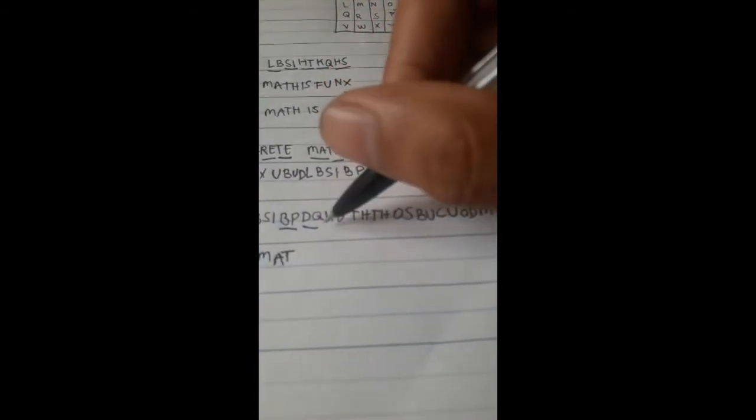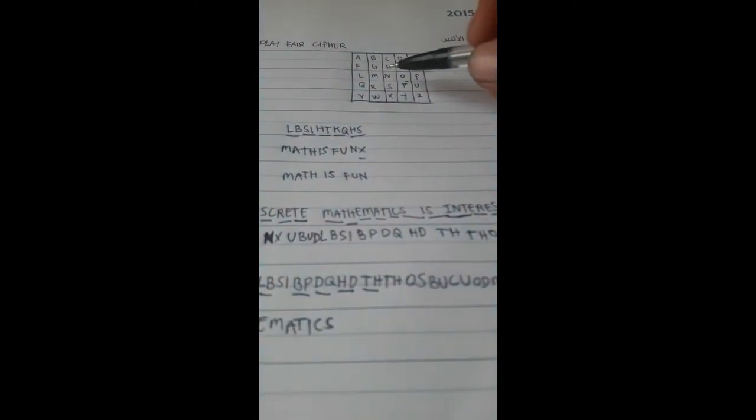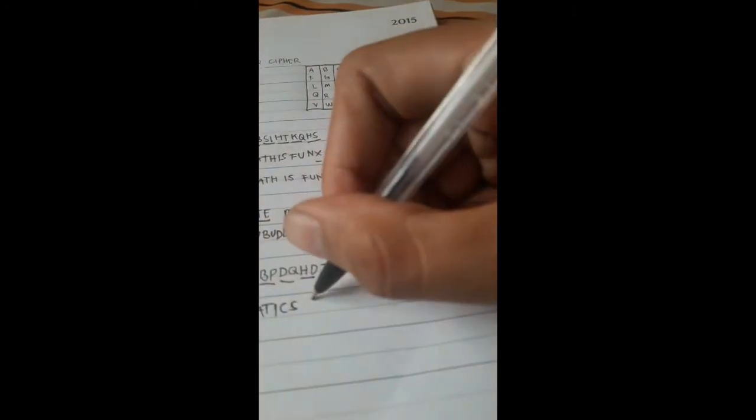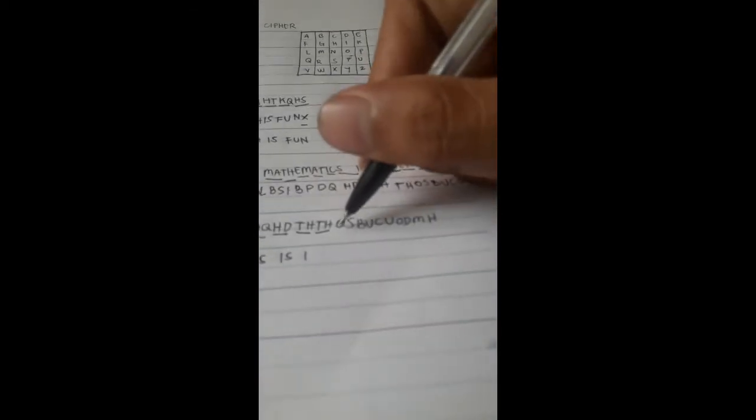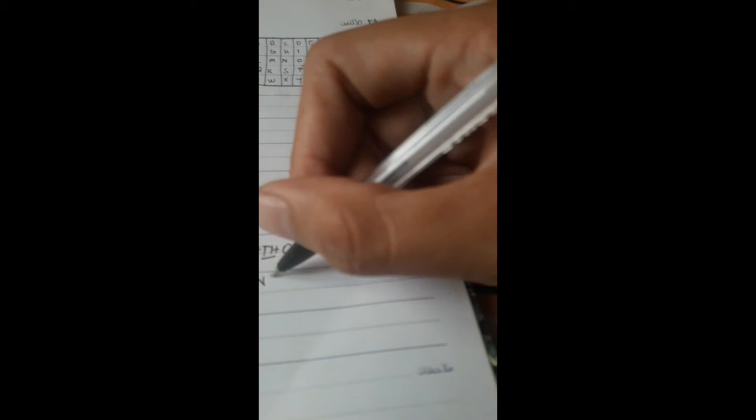Another one is HD, a square. The H becomes I, and the D becomes C. Then TH, a square. The T becomes S, and the H becomes I. Then TH again, so it is like SI again. Then OS, which is O and S, a square. The O becomes N, and the S becomes T.